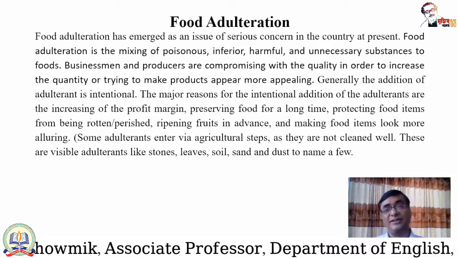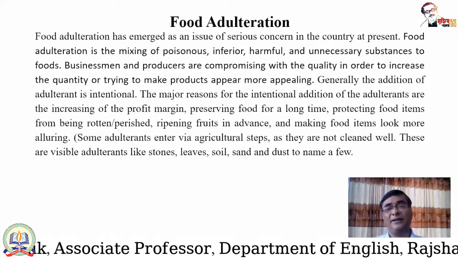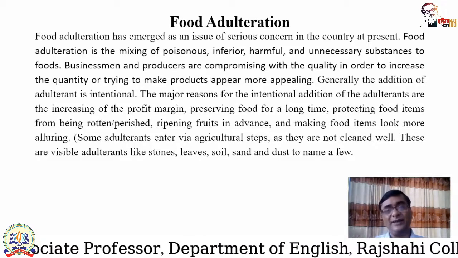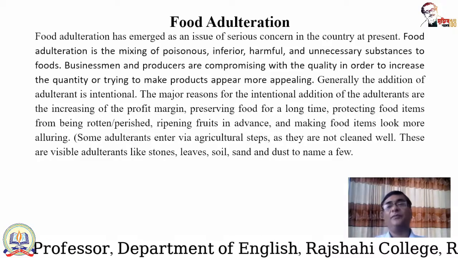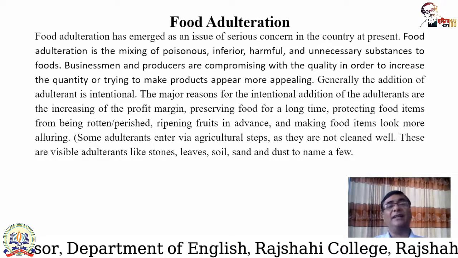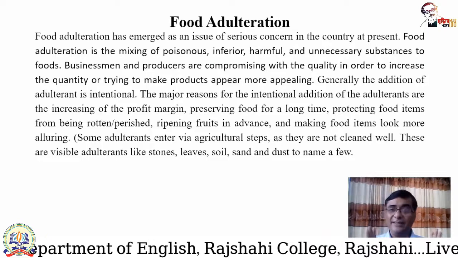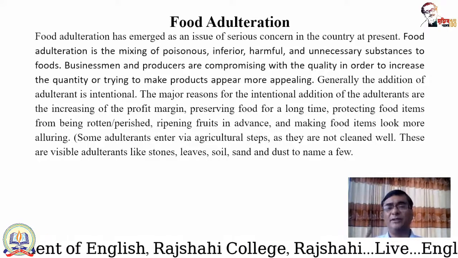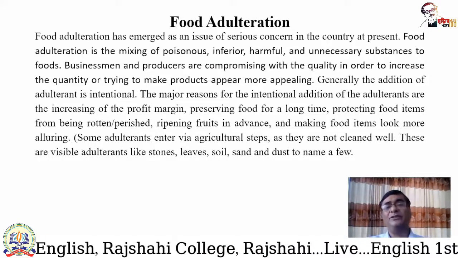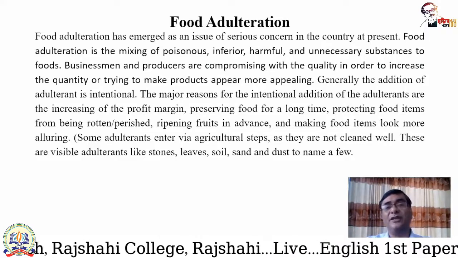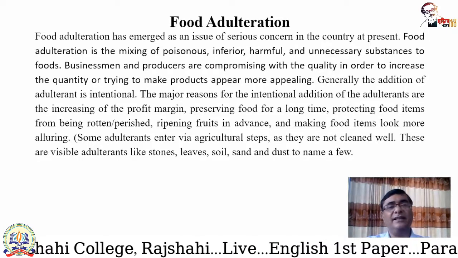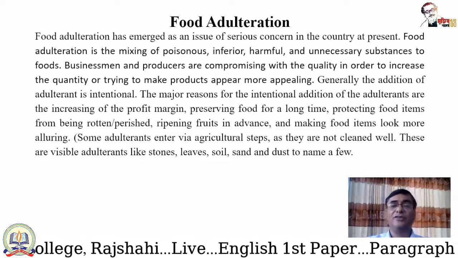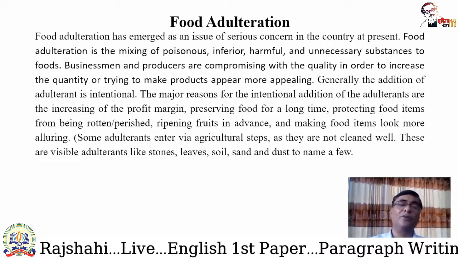According to the questions, you have to formulate the sentences to make it a paragraph. Generally, the addition of adulterant is intentional. So intentionally, the businessmen do it. The major reason for the intentional addition of adulterants is increasing the profit margin. The businessmen want to make profit.